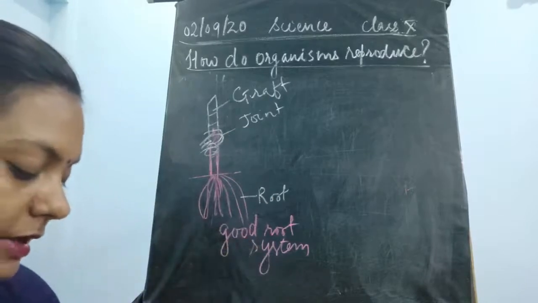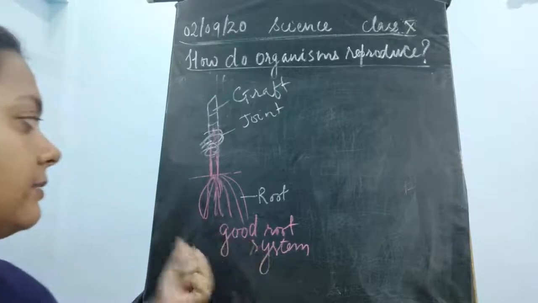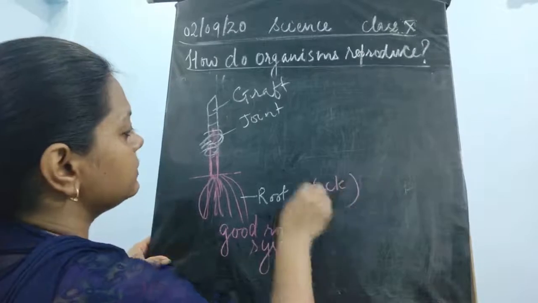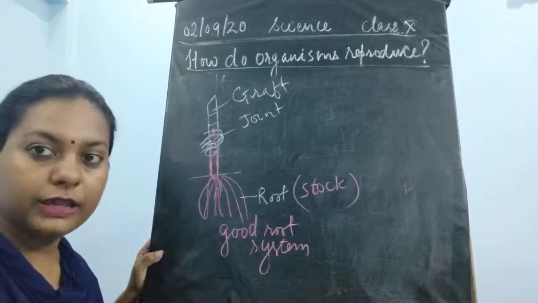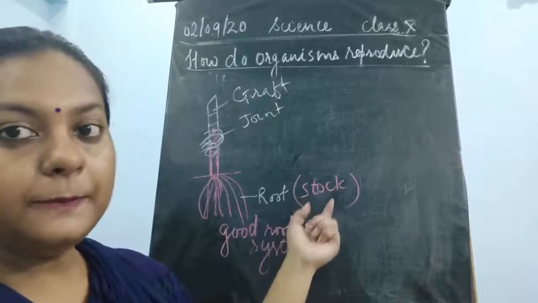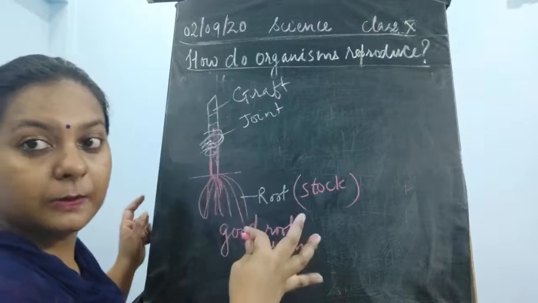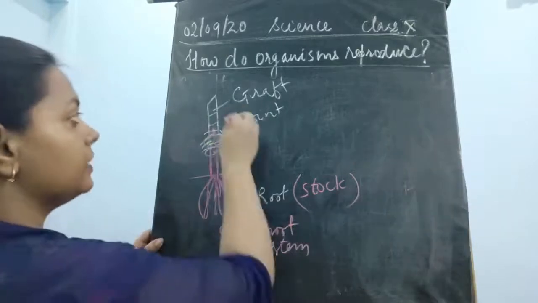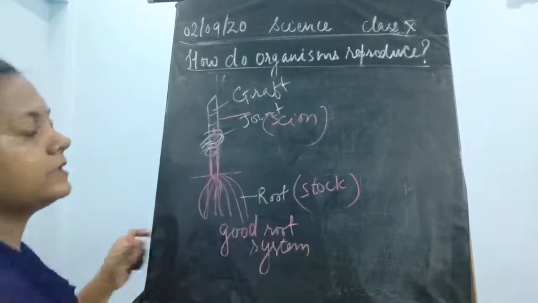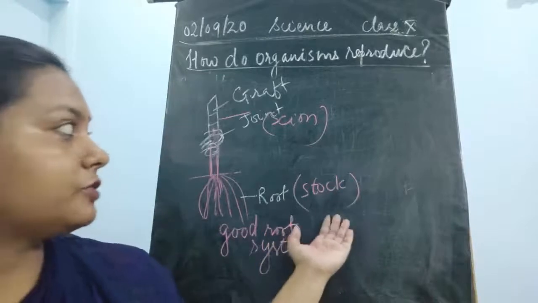Now there are certain names. The plant which has a good root system is said to be the stalk. This is known as stalk. Now the plant which has a good shoot system, which we are grafting, is known as scion, S-C-I-O-N. We will take two names, stalk and scion.